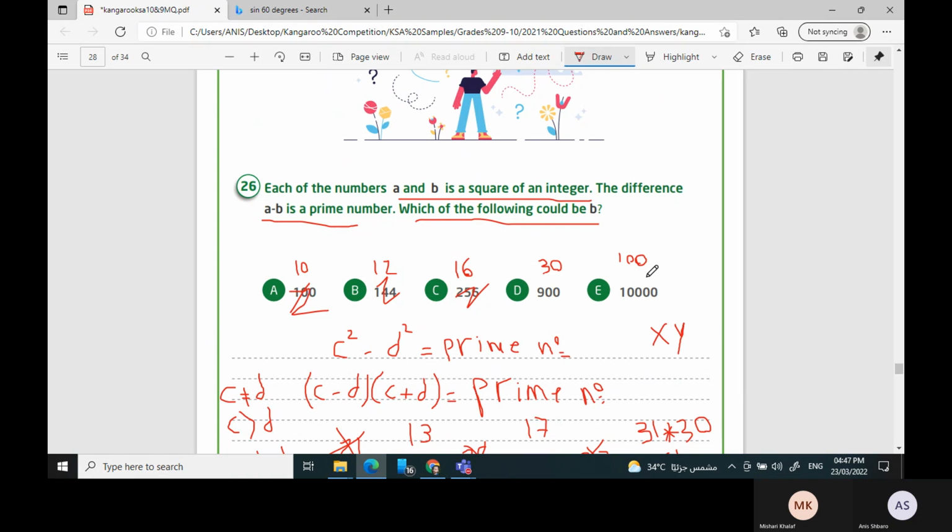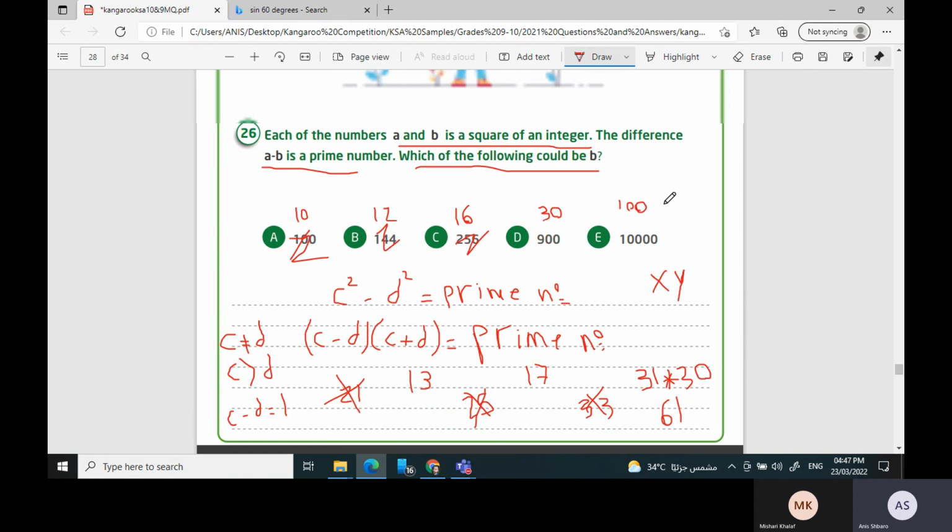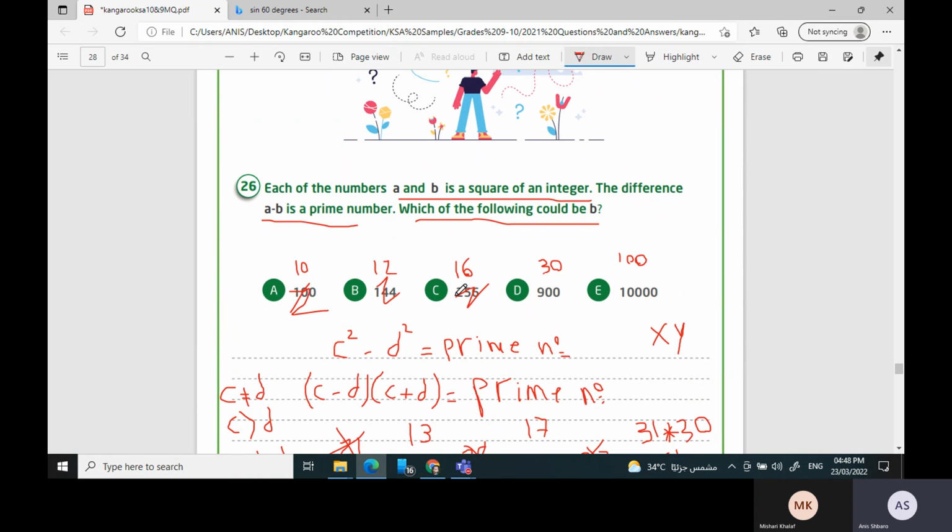Okay? Now, 100. C is equal to D plus 1. So 101 plus 100 is 201. Is it a prime? No, it's not a prime. It can be divisible by 3. You forgot that. No, it's divisible, yes, by 3. Yes, of course. I didn't forget. So we can take it off, and then we are left only with D.